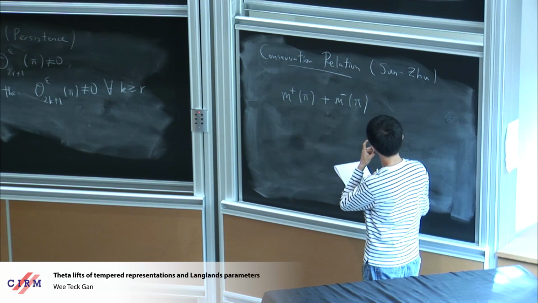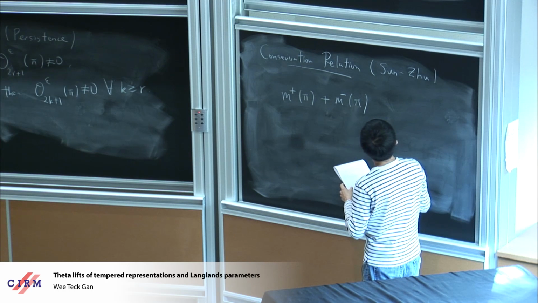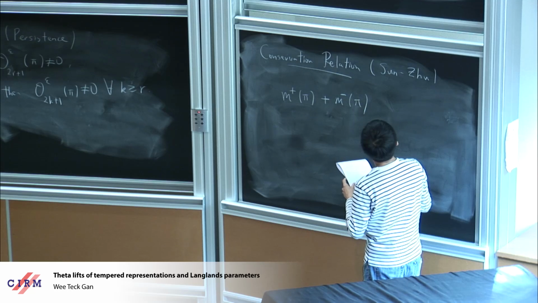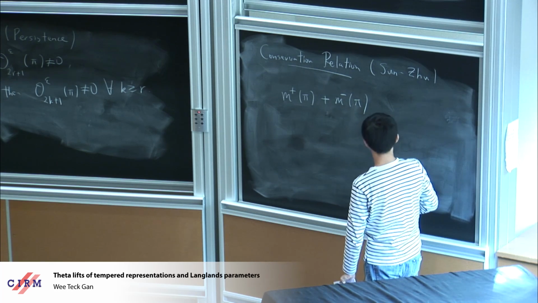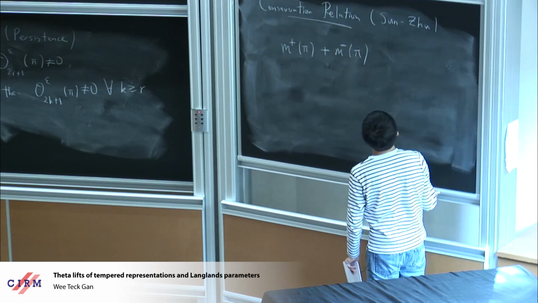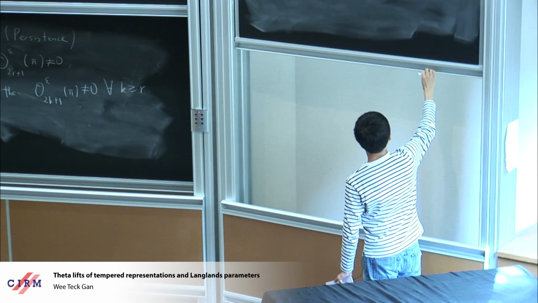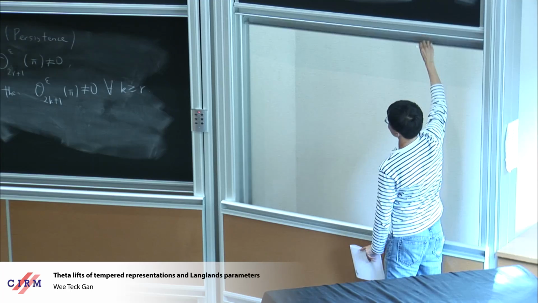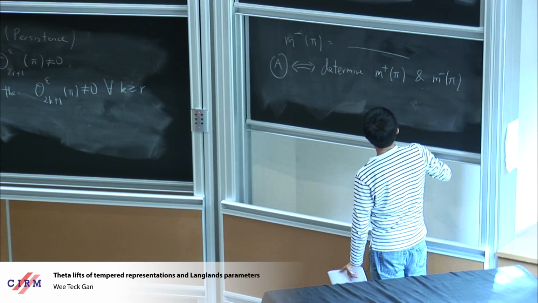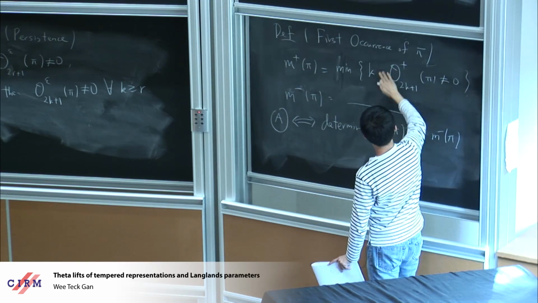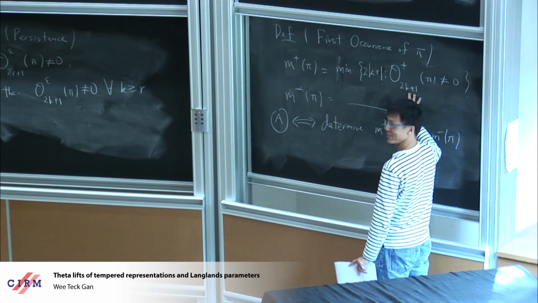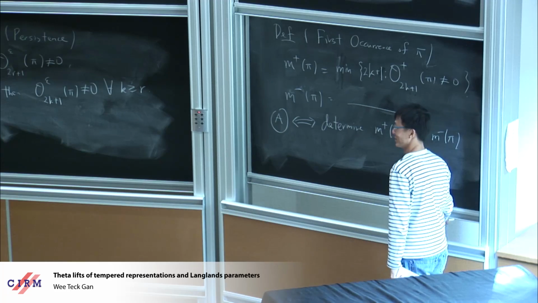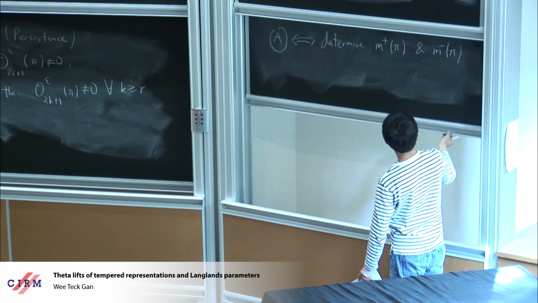Oh, I see. I think I'm going to modify my definition a bit. I would like this m plus and m minus to be the dimension of the quadratic space, so maybe I write 2k plus 1. Okay, doesn't matter.